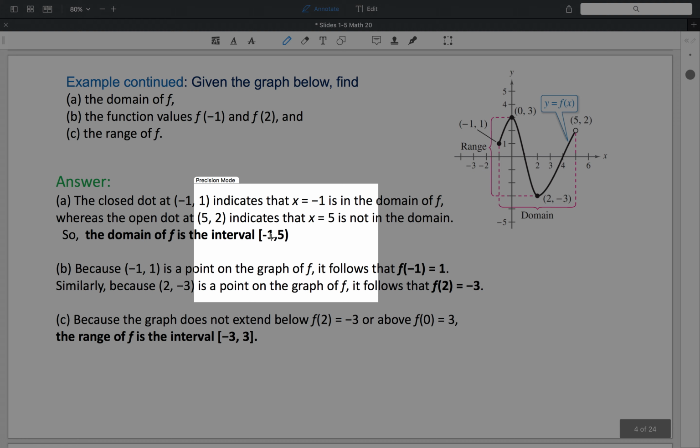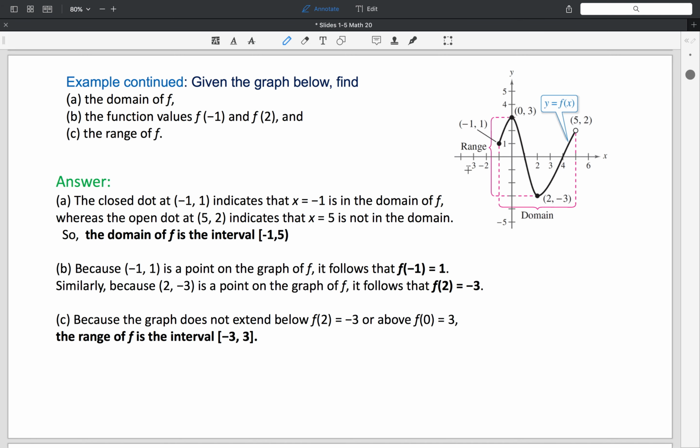Okay, hopefully you've worked on this and figured out the answer, but I'll go over it. The domain is all the possible x values. We start at x equals minus 1, and it goes up to x equals 5, but not including 5. So our domain is the interval including minus 1, but not including 5. Remember that the parenthesis means not included.